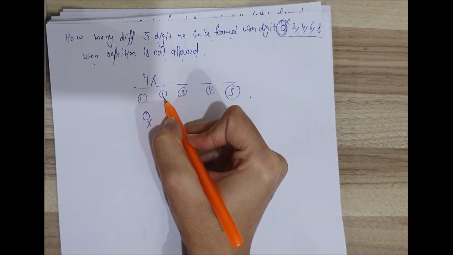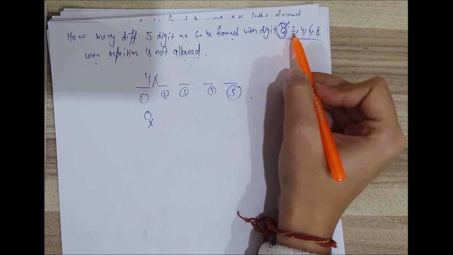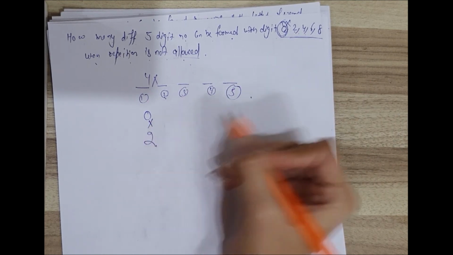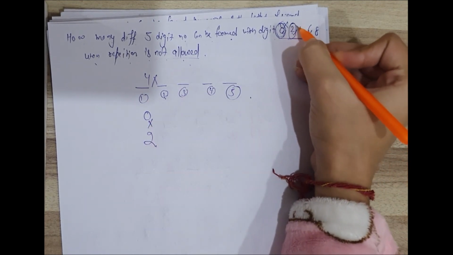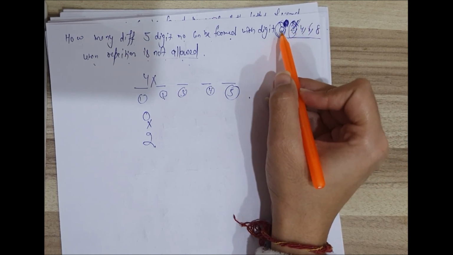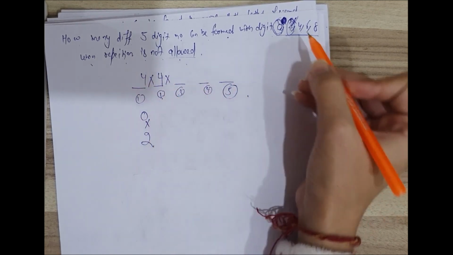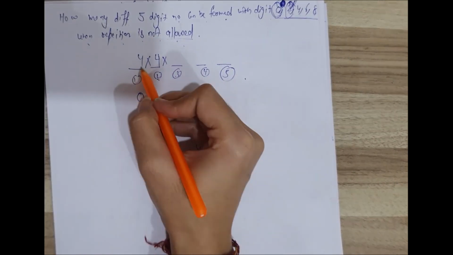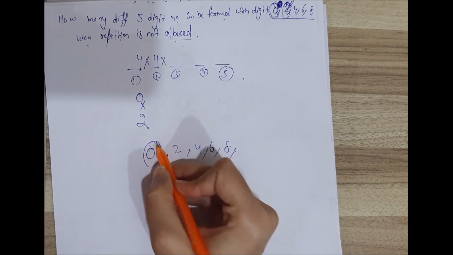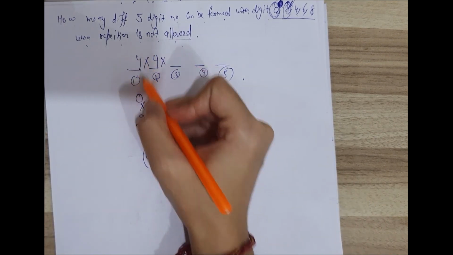Here 0 can be used, but repetition is not allowed. So if we used 2 here, then we can't use 2 again. It means we are left with 1, 2, 3, 4 options. 4 options again, I am telling you clearly. So on the first digit we can't use 0. How many options are we left with? 1, 2, 3, 4. 4 options we are left with.